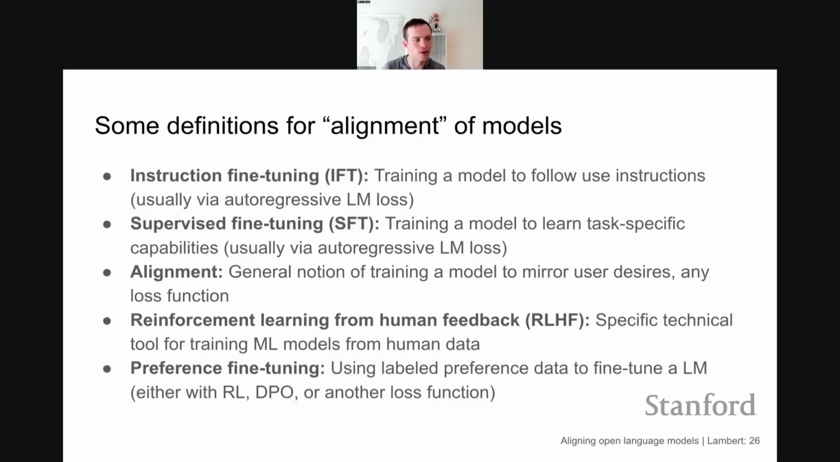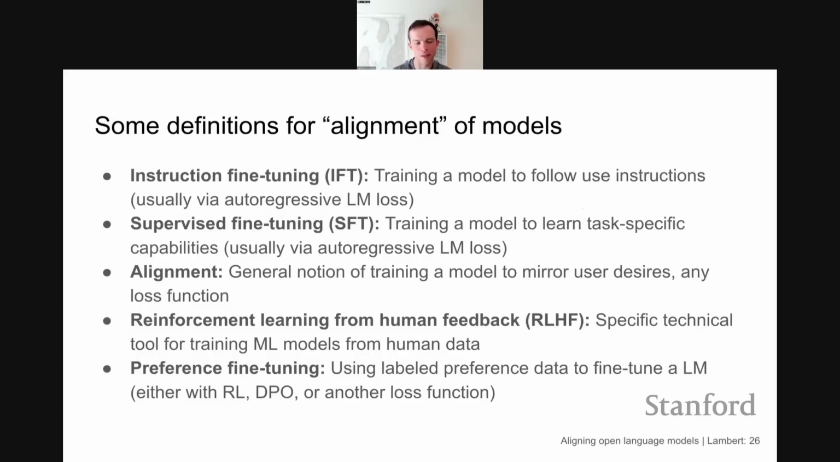So there's a difference between instruction fine-tuning and supervised fine-tuning. Instruction fine-tuning is about trying to get a model that will respond to queries formatted as instructions, while supervised fine-tuning is more about learning a specific task's capabilities. These get interchanged all the time. That's okay. It's good to know that they're different.